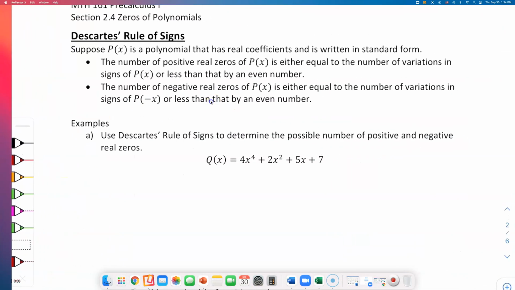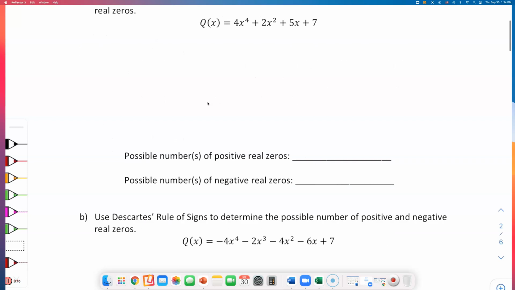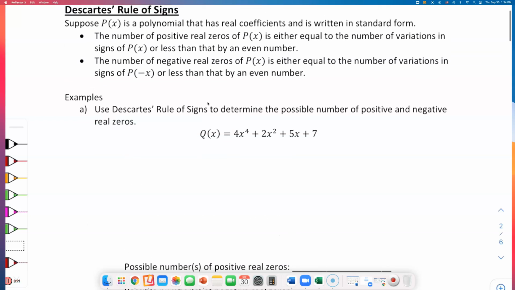Descartes' rule of signs looks at the number of variations in signs, so sign changes, to find the possible number of positive or negative real zeros. I'll show you how to do that in these two examples, but I will also come up with another one because I think we need maybe one more. Okay, I'll show you three examples.